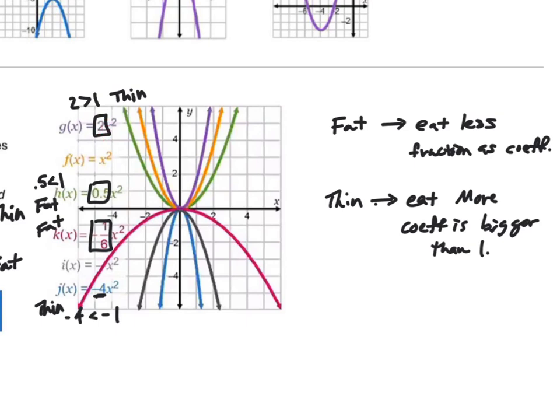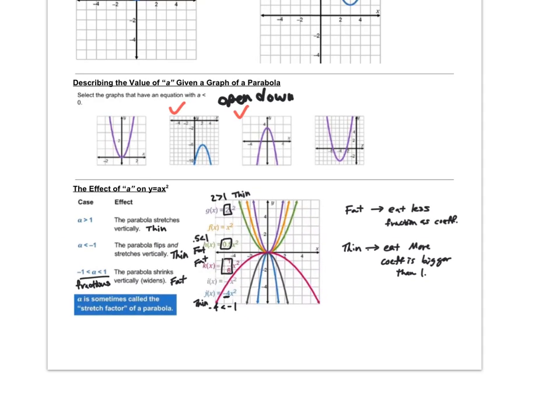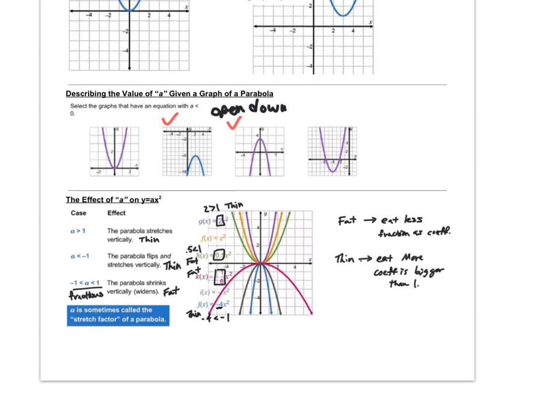Same thing down here. This graph was really fat, and that's because you had to eat less. 1/6 is a small number. If your graph is thin, you needed to eat more, which is 4. Now, just remember that the negative sign just flips the parabola over the x-axis, and you're fine. It's a weird way to think about it, but whatever gets you to learn it, I don't care, as long as we get it right.